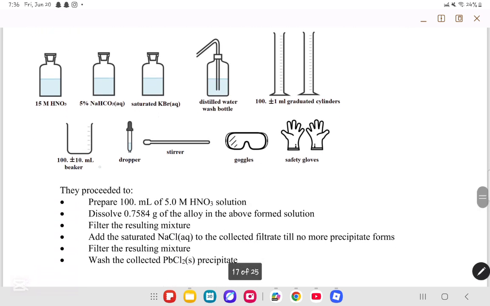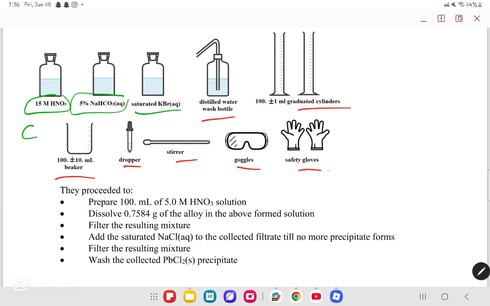We have the concentration, 15 molar HNO3. We also have a concentration in percentage, 5% NaHCO3. We have saturated KBr aqueous. We have distilled water. We have some graduated cylinders. We have a beaker, dropper, stirrer, goggles, and safety gloves.